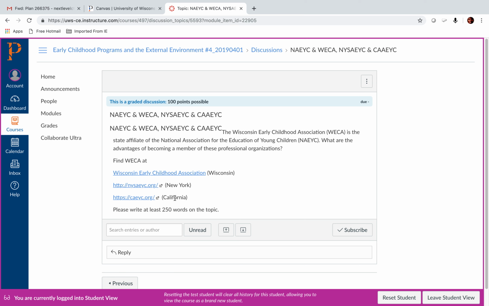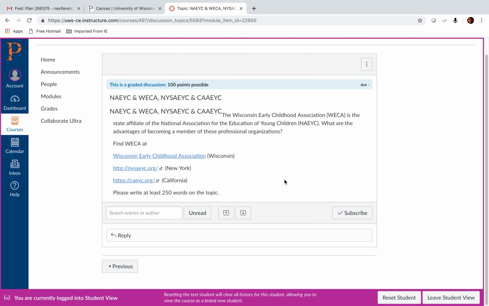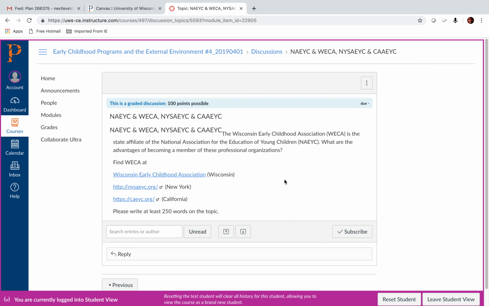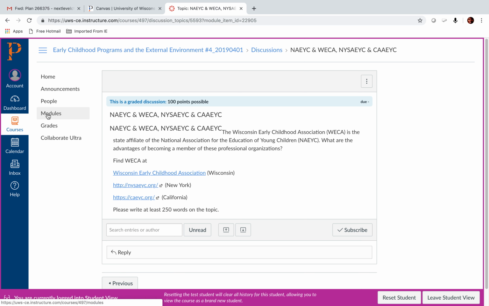So if you are outside of one of these states, please look up yours and then write at least 250 words on what could be the advantages of becoming a member of these professional organizations. And then make sure you respond to others, perhaps indicating what differences you see between the states. Okay, going back to modules.